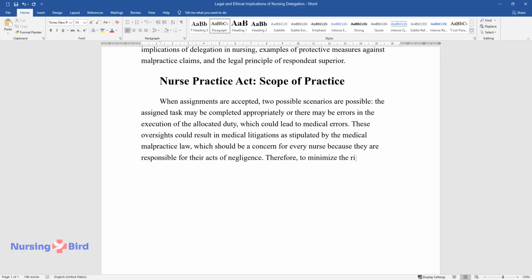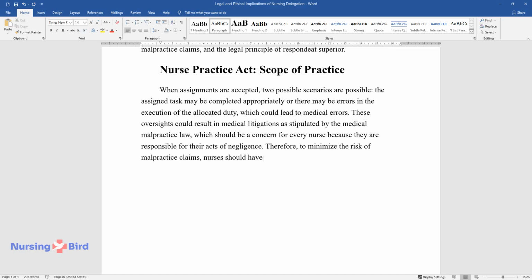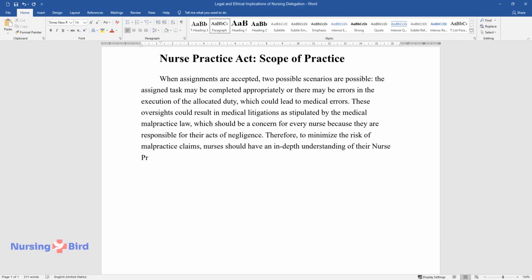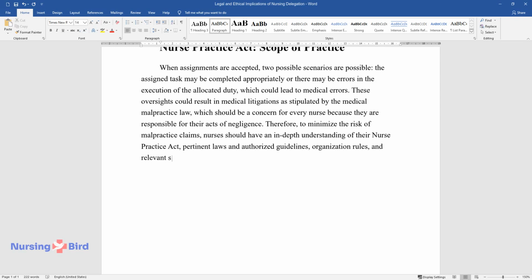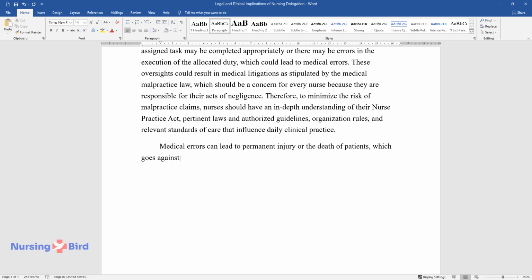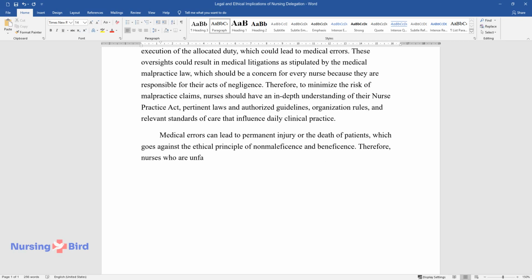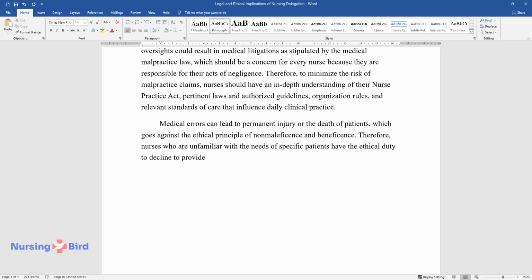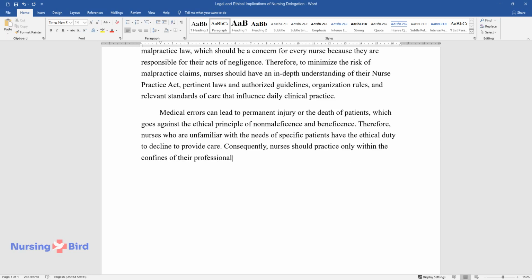Therefore, to minimize the risk of malpractice claims, nurses should have an in-depth understanding of their Nurse Practice Act, pertinent laws and authorized guidelines, organization rules, and relevant standards of care that influence daily clinical practice. Medical errors can lead to permanent injury or the death of patients, which goes against the ethical principle of non-maleficence and beneficence. Therefore, nurses who are unfamiliar with the needs of specific patients have the ethical duty to decline to provide care. Consequently, nurses should practice only within the confines of their professional licensure.